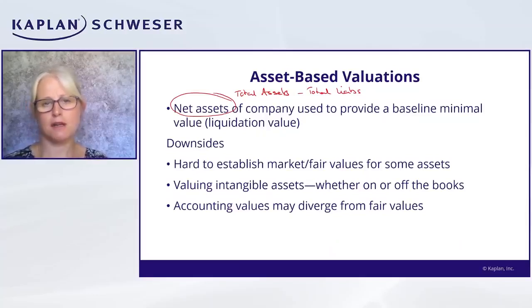But it can be quite hard to work out what assets are worth. They might be quite specialised. There may be intangible assets, which either the accountants don't want to put on the balance sheet or it's very hard to put a value on them, even if you can put them on the balance sheet. And that's what we mean by on or off the books. So is there a big value in the Tesla brand, for example? Well, that won't be on the balance sheet, but it is something that is of value. So that sort of thing can lead to problems with this method.